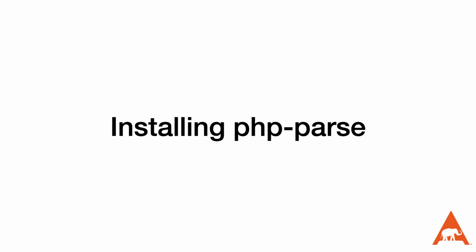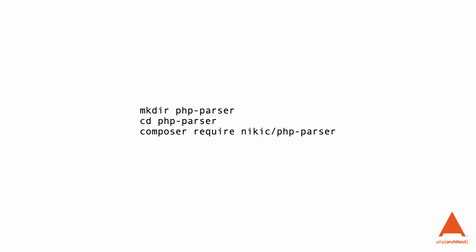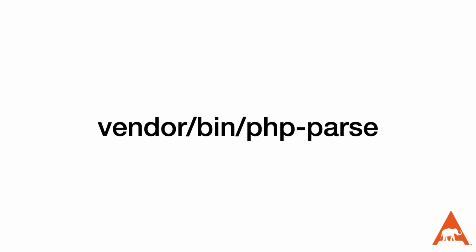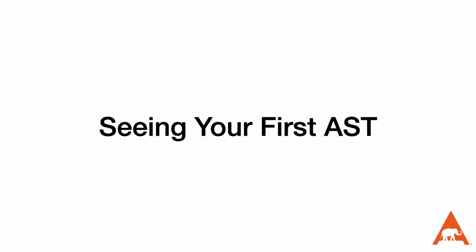Now, the first thing we have to do is make sure that we have Composer installed, and then we can install PHP-Parse globally, or as I'm going to do it, in a test project. Once installed, the CLI tool will be available at vendor/bin/php-parse, or in your home directory if you did it globally. Now let's see what happens when we parse a file using php-parse.